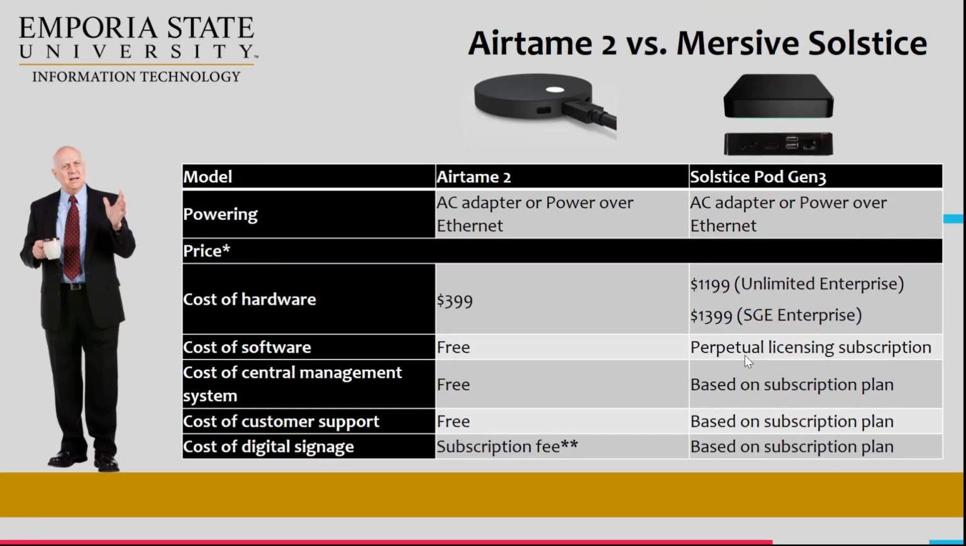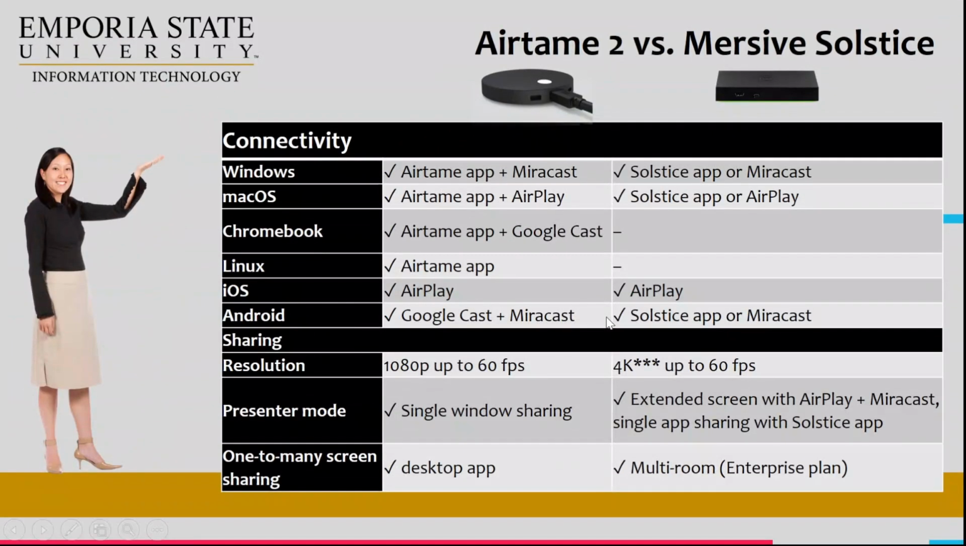Here you'll see some of the similar cost comparisons with the price per unit and the software updates, remote central management of the devices, and tech support. Again, the Solstice uses a subscription plan. The price per unit there is listed for a couple of different versions that they offer versus the Airtame. So depending on what features you might need, they're all listed out here for you to compare.